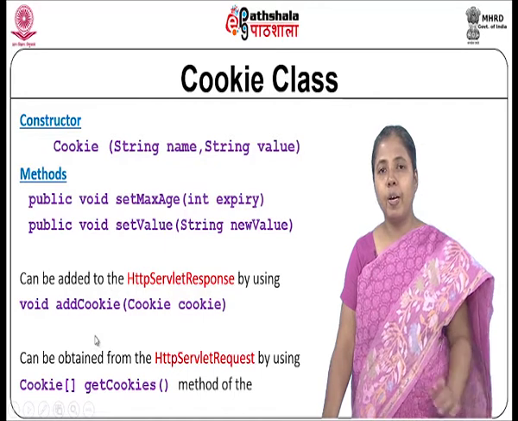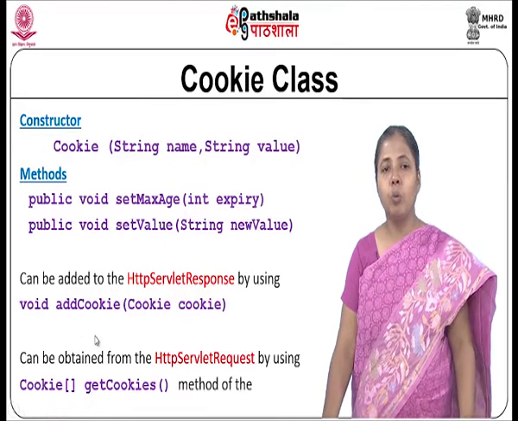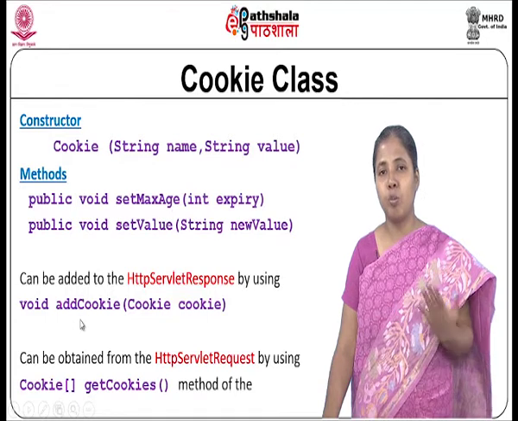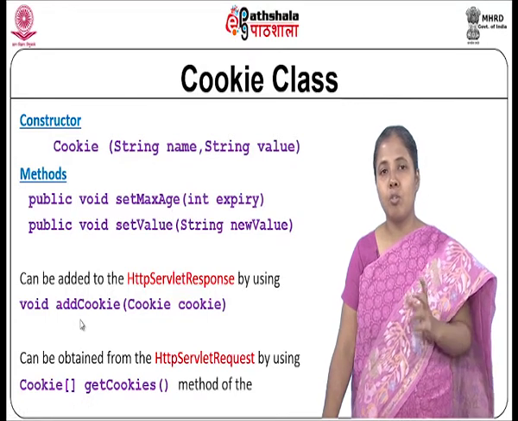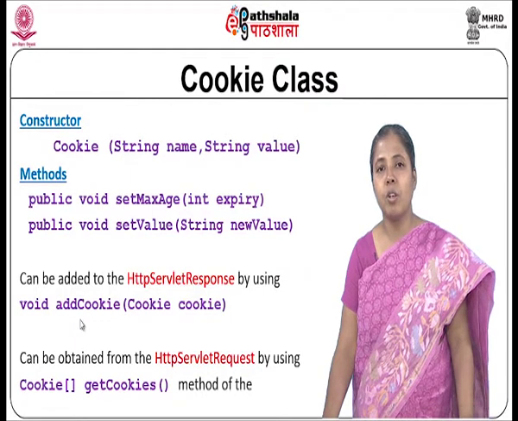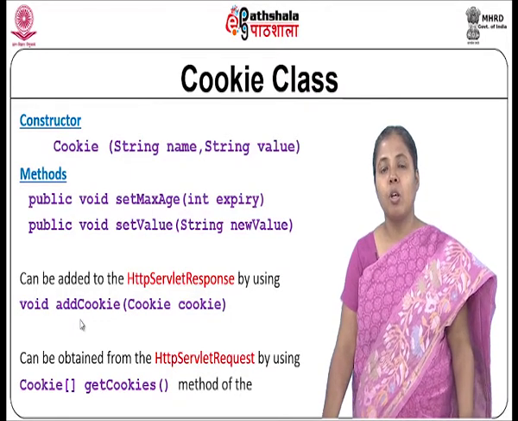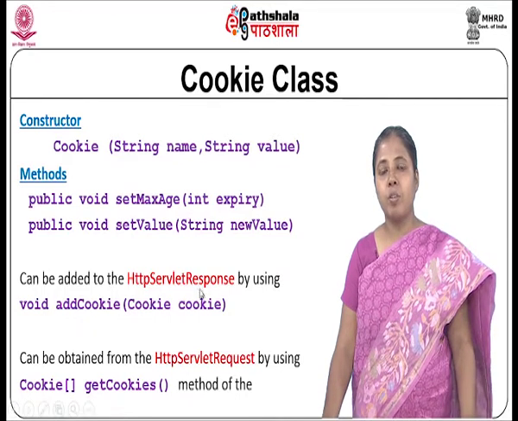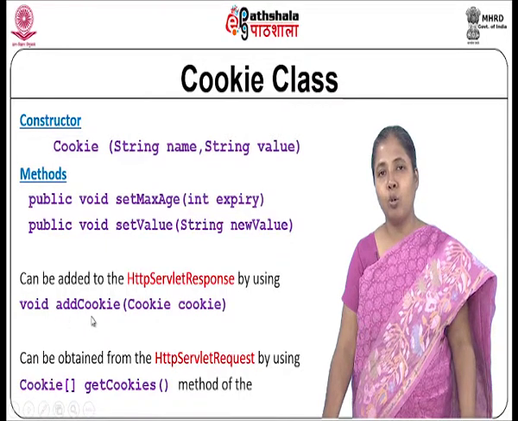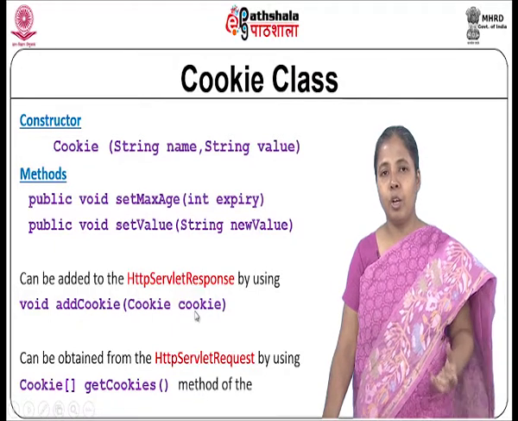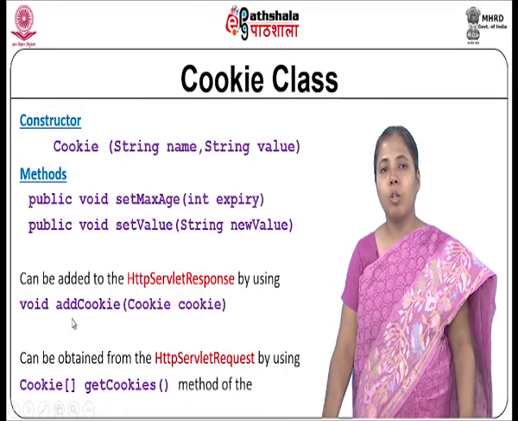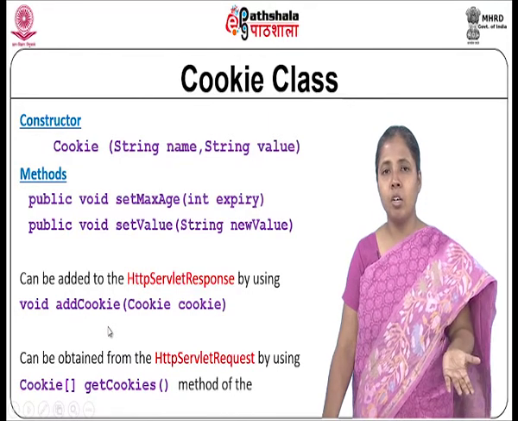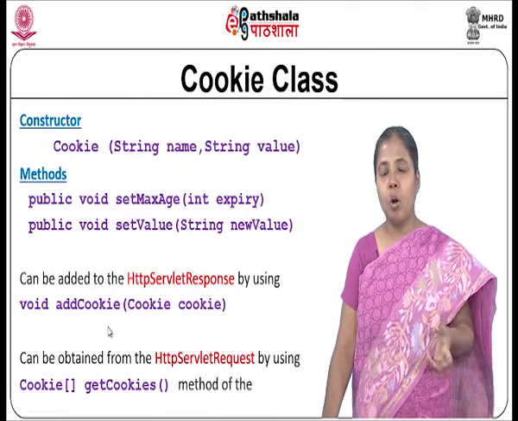Once you create a cookie, there are two things you normally do. One is that you have to add the cookie to the response object. We know that the servlet takes two things, one is an HttpServletRequest and the other one is an HttpServletResponse. To the response the server is now adding the cookie. Within this HttpServletResponse class we have a method called addCookie. You give the cookie object, created using the constructor of the class, and use the method addCookie to add the cookie as a response to the web client.